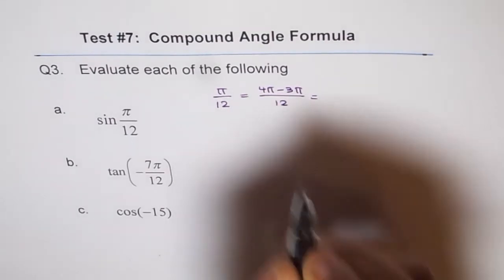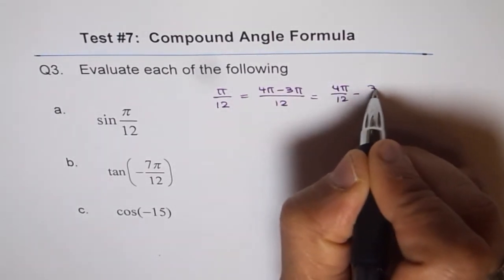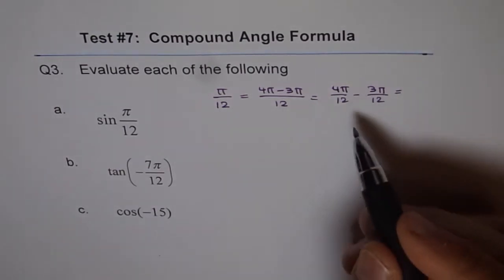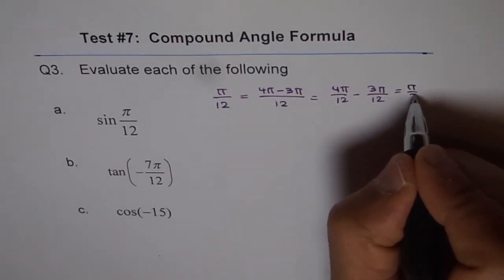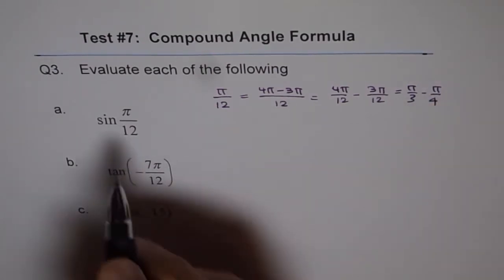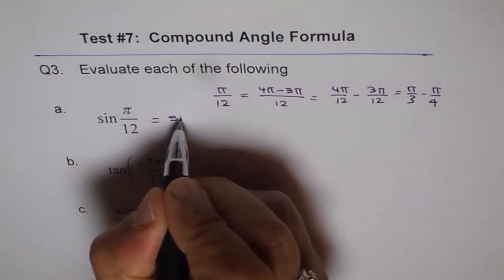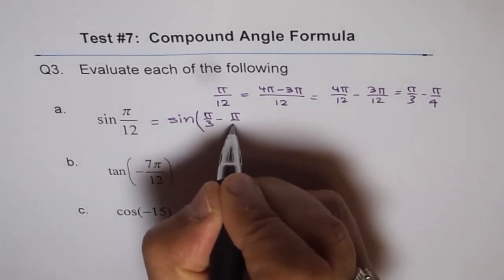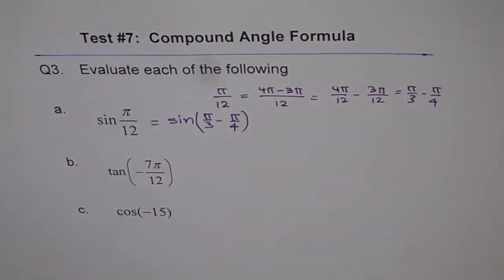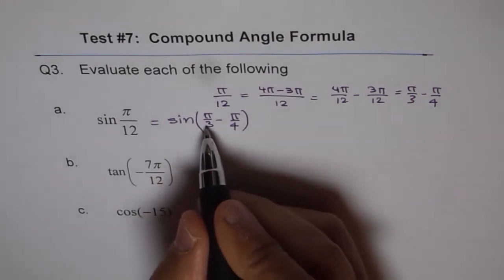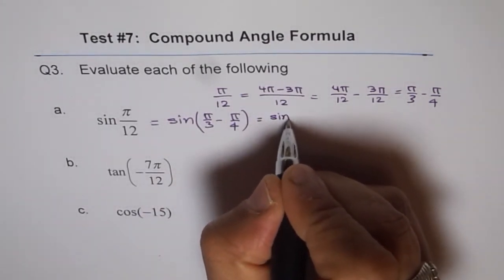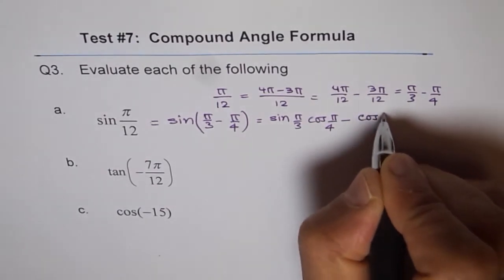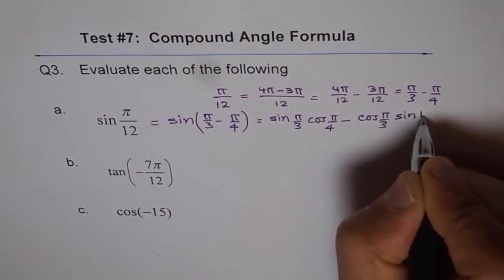Is it okay? Now 4 pi by 12 minus 3 pi by 12. I'm splitting these into small steps so that it becomes easy for you. So 4 goes into 12 3 times. You get pi by 3 minus pi by 4. Do you see that? So you could write sine pi by 12 as sine of pi by 3 minus pi by 4. Do you get this idea? And now you can always expand it, right? Sine A minus B, which is sine pi by 3 cos pi by 4 minus cos of pi by 3 sine of pi by 4, correct?